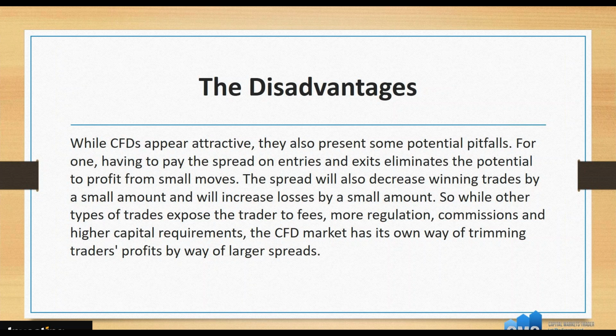So while other types of trades expose traders to fees, mortgage regulation, commissions, and higher capital requirements, the CFD market has a way of trimming traders' profits by way of larger spreads. So no matter what you're going to trade and how you're going to trade, the broker has to make a living. The exchange has to make a living. There's fees for processing anything.